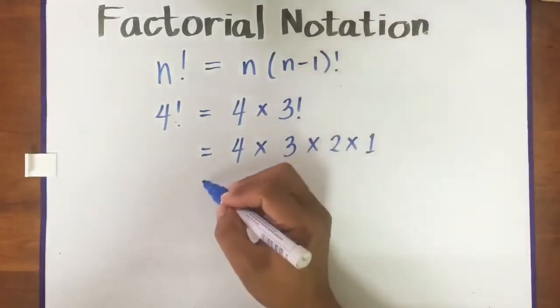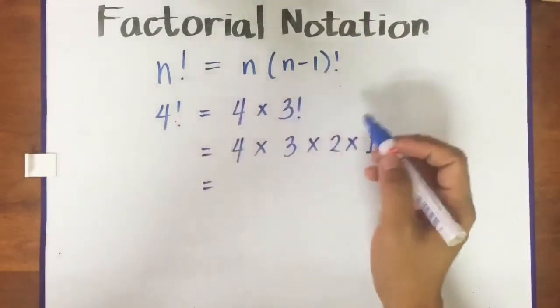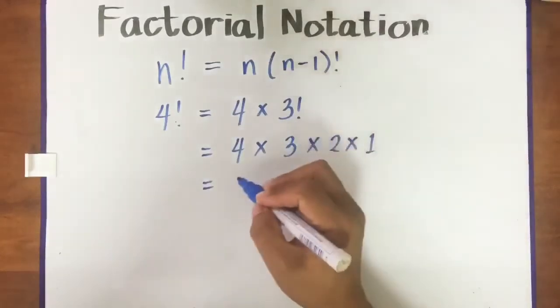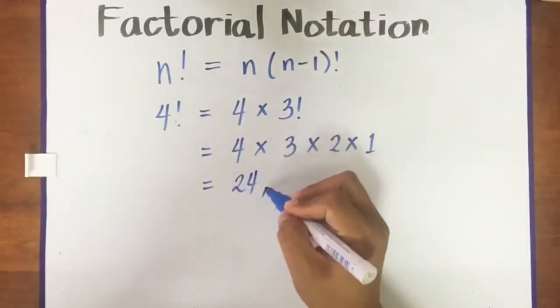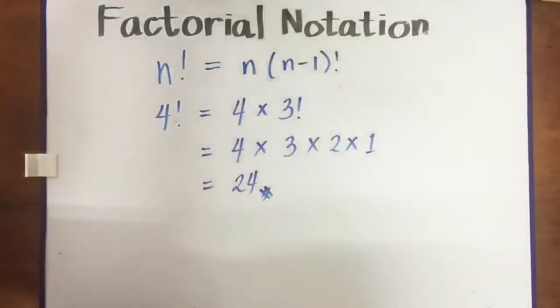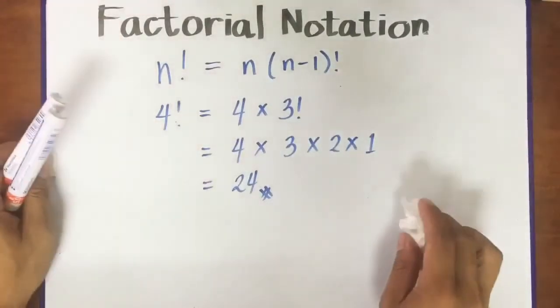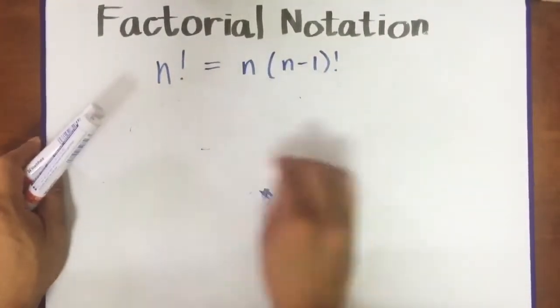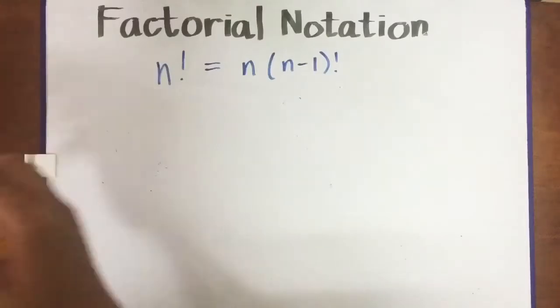Thus, if you want to get the value of 4 factorial, just multiply everything. 4 times 3 times 2 times 1, you'll get 24. So the value of 4 factorial is 24. Okay? So that you will understand, I'll give you another example. Let's say 6 factorial.